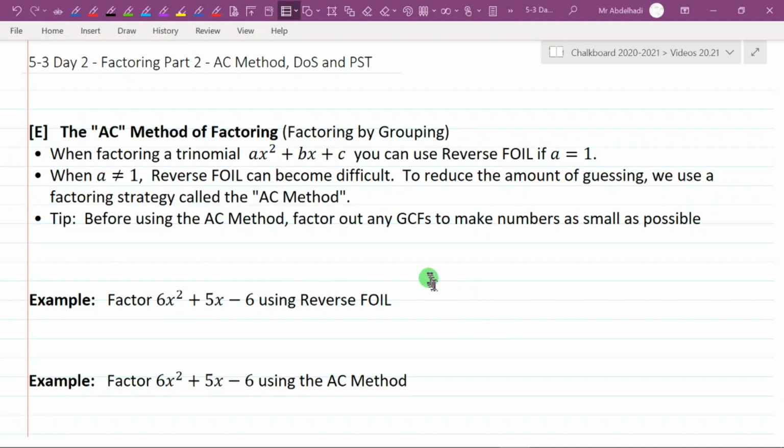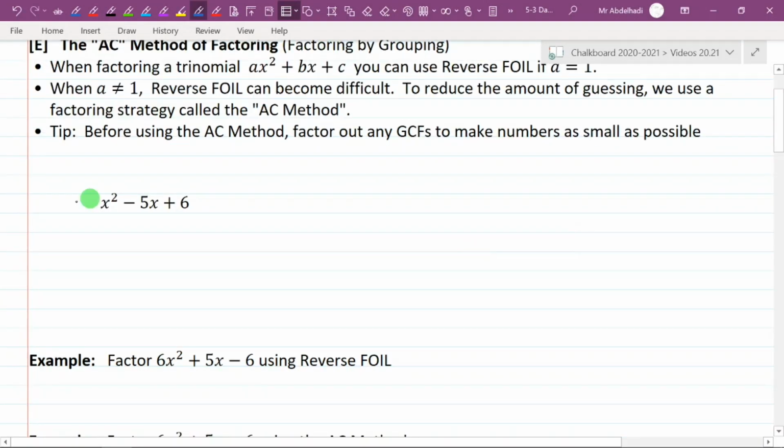For you to use reverse FOIL, you need to have a trinomial, like this one for instance, that starts with an x squared. Why? Because when you do your parentheses, you're gonna have an x and an x. And in the first step, when you go to multiply these, x times x gives you x squared. So if there's any number in front of the x squared, reverse FOIL doesn't work. Like for instance, a 6x squared or a 12x squared or a 16x squared. Right away that changes, and suddenly now you have all kinds of possibilities.